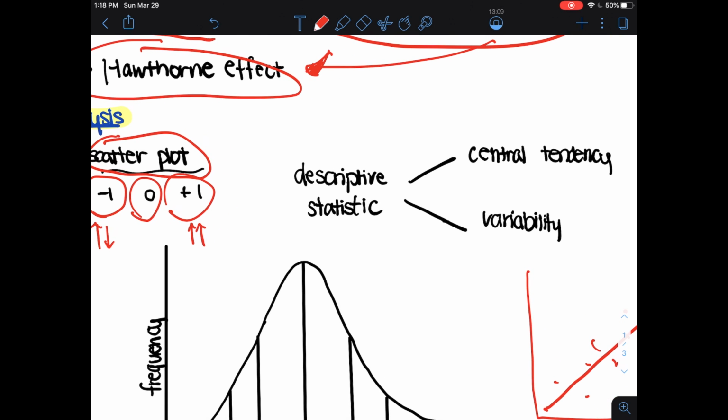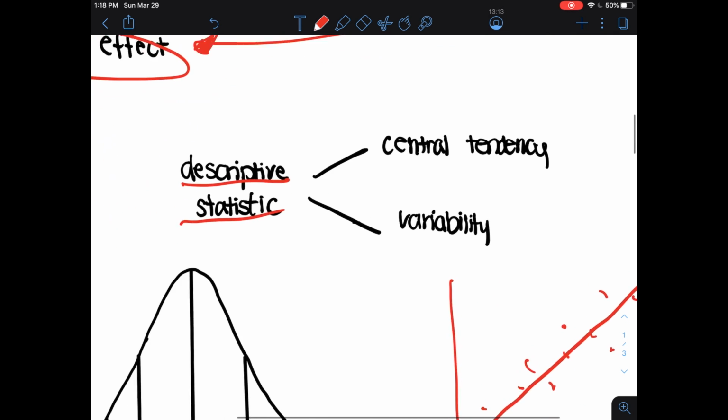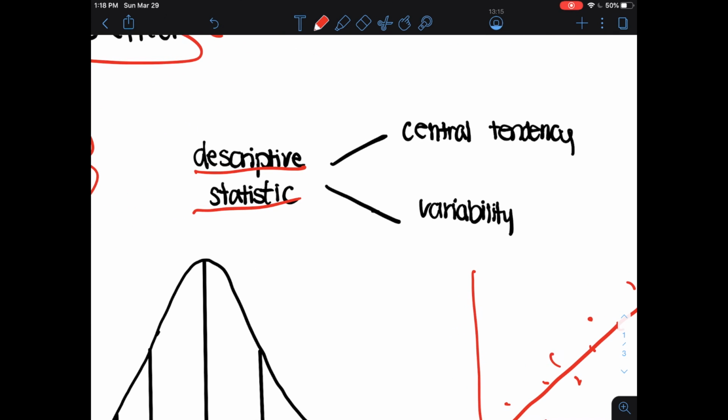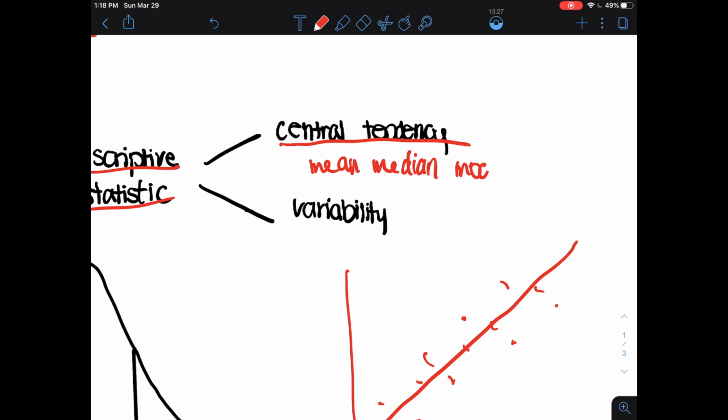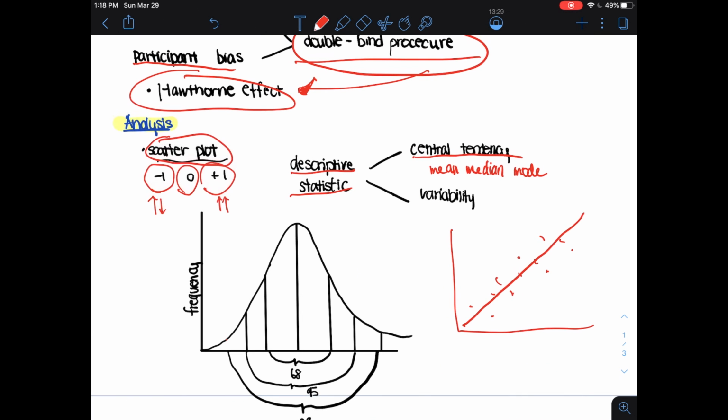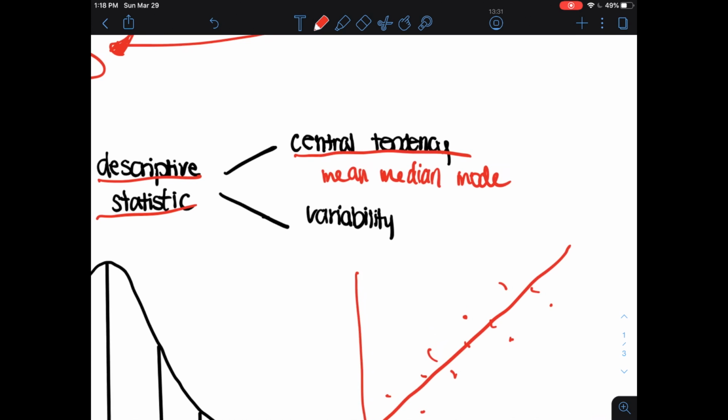Descriptive statistics is a term for the ways psychologists analyze data and describe it. So you have central tendency. Central tendency is your mean, median, and mode. Recognize that for the majority of times, these three values are going to be different once you get your numbers.